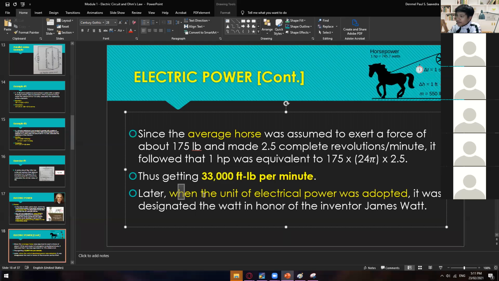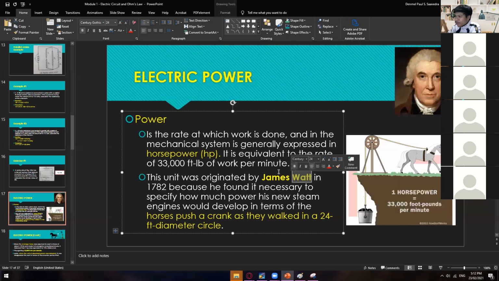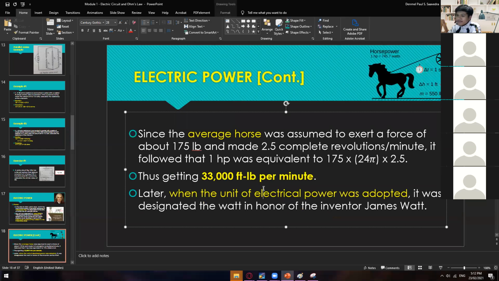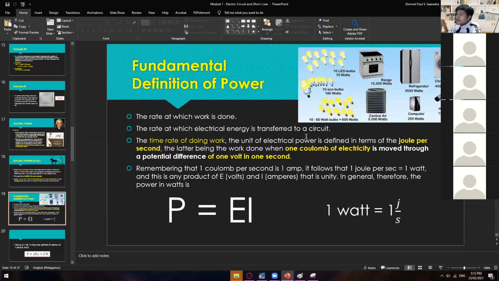So later on, when the unit of electrical power was adopted, it was designated the watt in honor of the inventor James Watt. Right? So that's the history of the unit of our power. When we say power, the unit is watt. It came from James Watt. So, moving on.